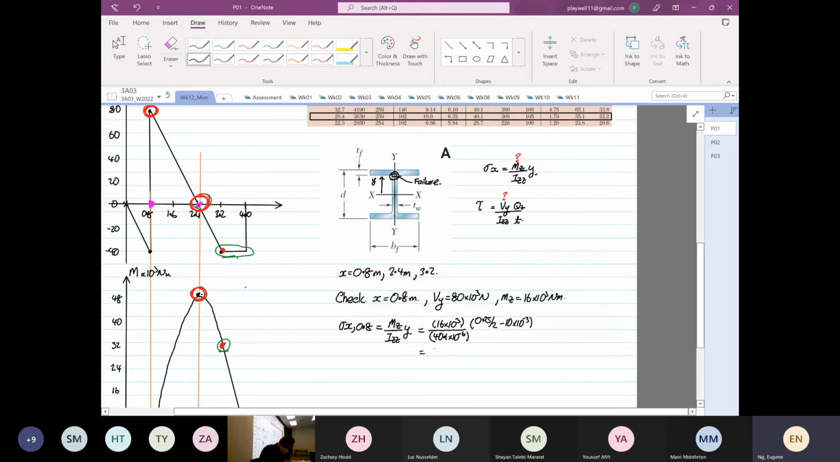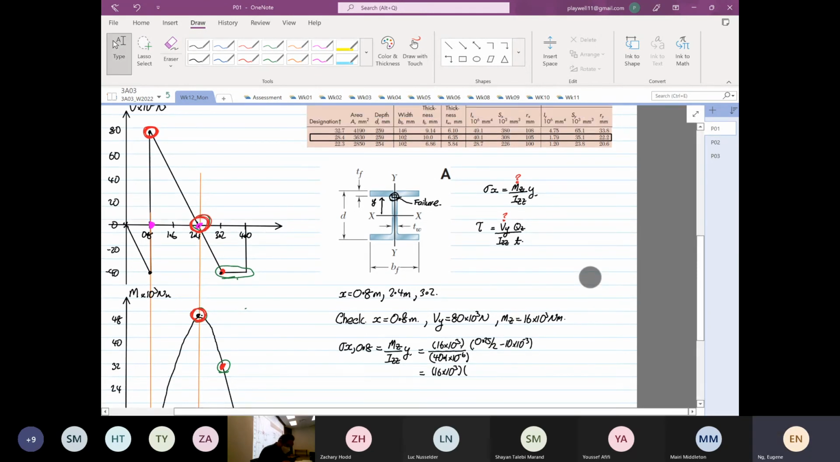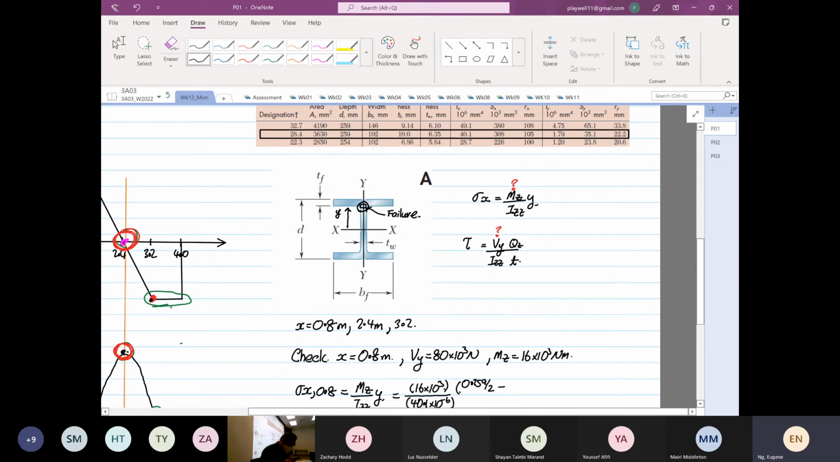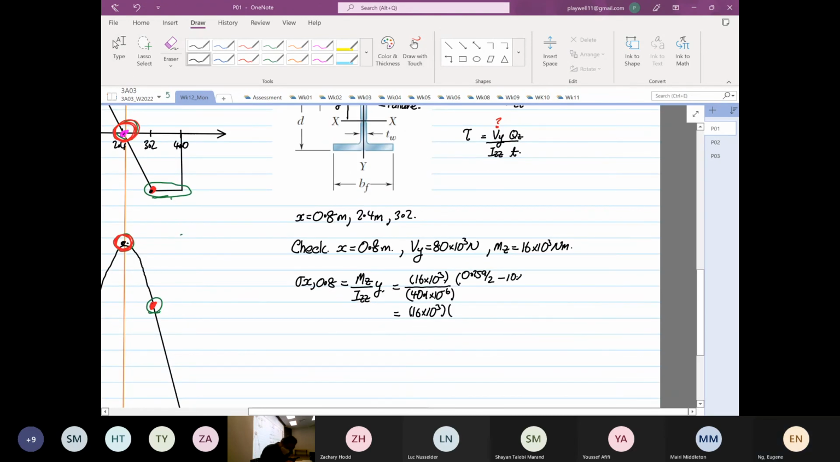For simplicity's sake, for calculation later on, I will calculate. Is it 0.25 or 0.259? 0.259, my apologies. So 0.259 divided by 2 minus 10 to the power minus 3, divided by 40.1 times 10 to the power minus 6, is equal to 2.98 times 10 to the power 3.